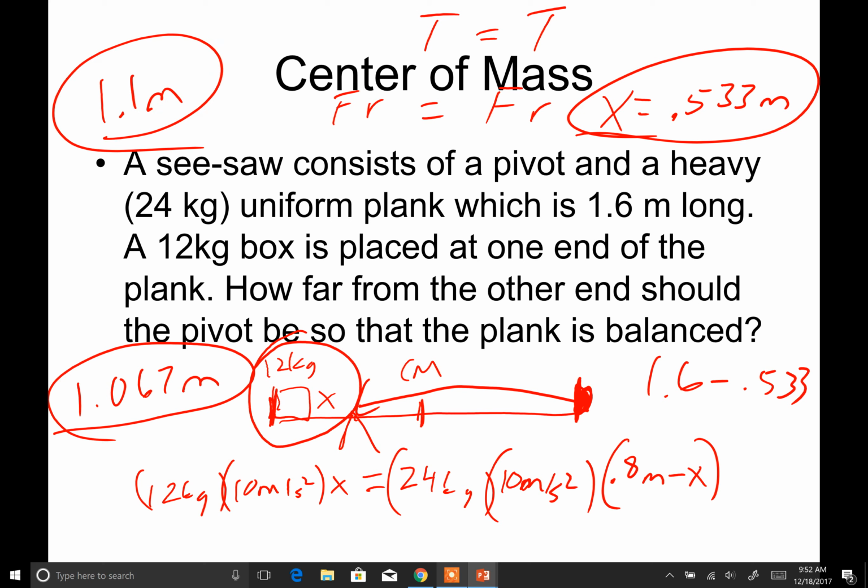The key thing to think about in this problem is when you need something to be in rotational equilibrium, the torque on the left side of the fulcrum and the torque on the right have to be equal but opposite. Also, you need to think of the center of mass as the point at which all the mass or all the weight of the object is located.